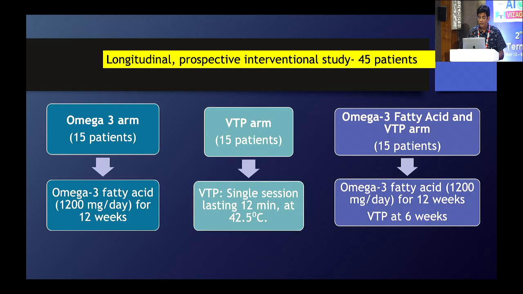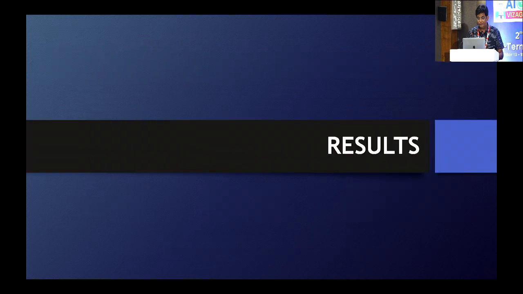This was a very small study on 45 patients. We had patients with only omega-3 fatty acids, patients with only vectored thermal pulsation, and patients who got omega-3 fatty acid for 6 weeks and then underwent the vectored thermal pulsation. All were analyzed at 12 weeks, or 3 months, right?